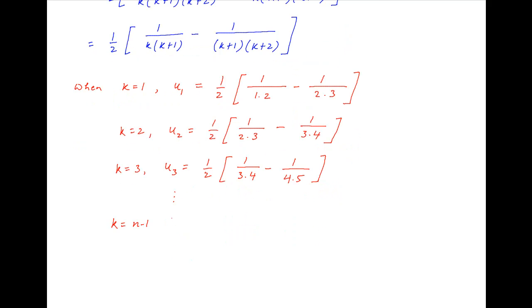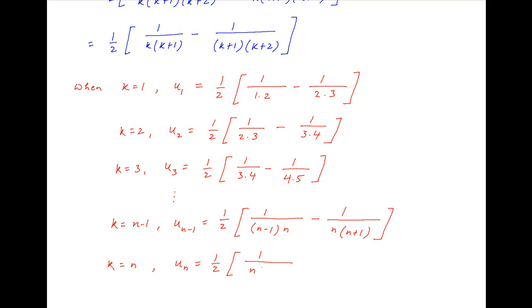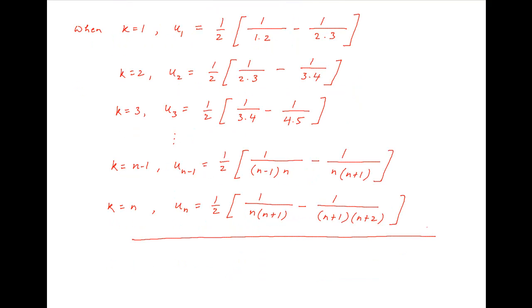When k is equal to n minus 1, u(n minus 1) is equal to half of 1 upon (n minus 1) times n minus 1 upon n times (n plus 1). And finally, the last term of the series un is equal to half of, in brackets, 1 upon n times (n plus 1) minus 1 upon (n plus 1) times (n plus 2). Now we add up all of these equations. On the left hand side, we have the sum of the series to n terms. Let's denote it by Sn.